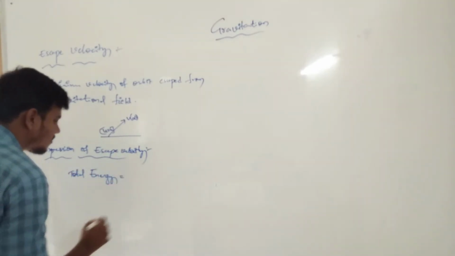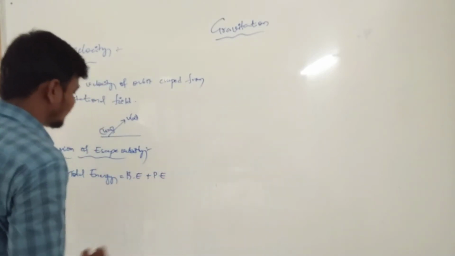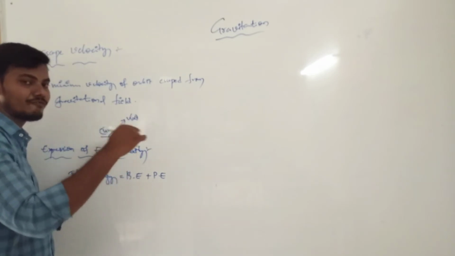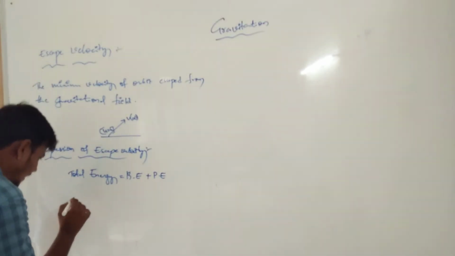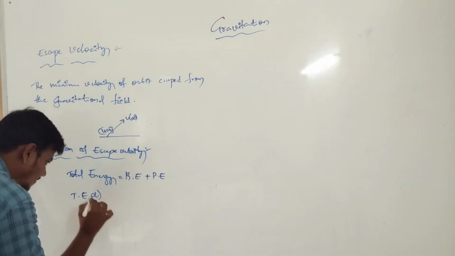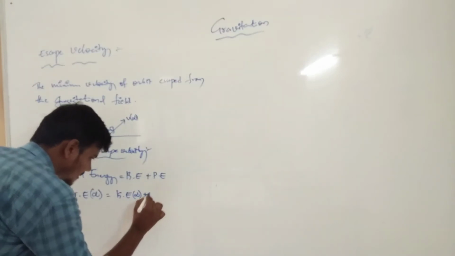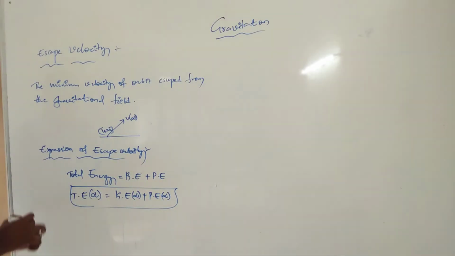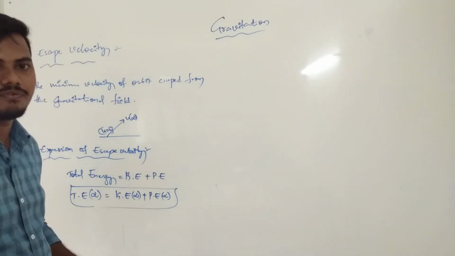Clearly, now total energy is equal to kinetic energy plus potential energy. In every energy you can represent it at the infinity position. The total energy at infinity is equal to the kinetic energy at infinity plus the potential energy at infinity. This is the statement.